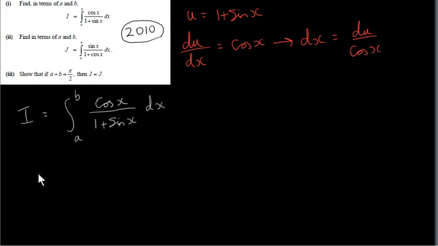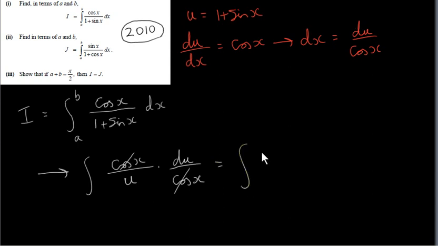So now our integral becomes cos x divided by 1 plus sine x, which is u, times dx, but dx is now du over cos x. And you can see that this substitution works because everything involving x cancels out and we get a much simpler integral. We have the integral of 1 over u with respect to u, and this is a standard integral. It's ln of u.